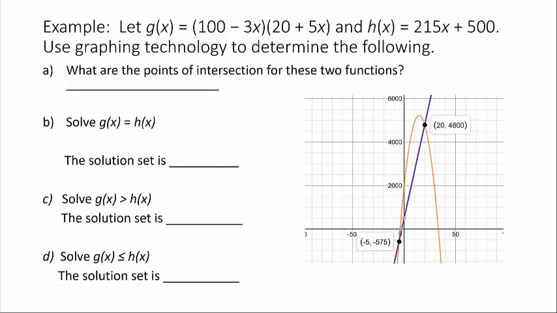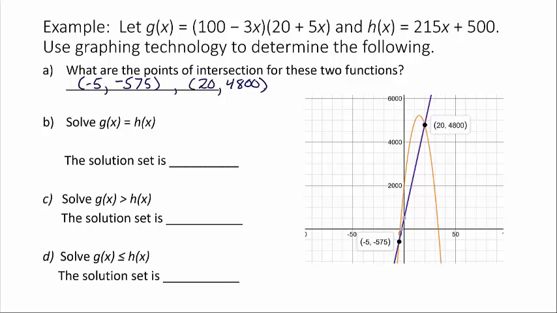Okay, so now that we have that graph, we can talk about the points of intersection. The two points of intersection that we have are (-5, -575) and (20, 4,800). All right. So when it says solve g of x equal to h of x, if we were to put these two functions equal to one another, the 100 minus 3x quantity times the quantity 20 plus 5x equal to 215x plus 500, we would be solving an equation for x. And we would say x equals some value when we were done, or values. So the values of x that make those two functions equal are the values of x where the two functions intersect. Does that make sense?